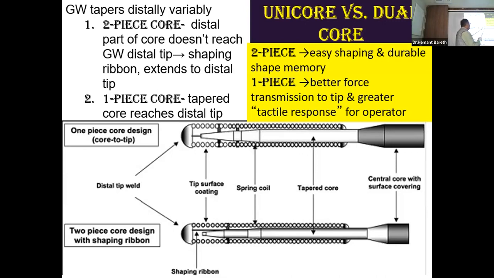And that will not only have a better transmission, but also because the core is reaching the tip, whatever is happening at the tip, that message or that sensation will come to you. So there will be a better tactile response or better tactile feel with the unicore wires.